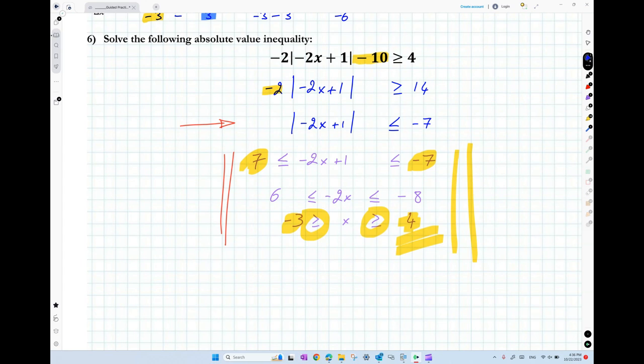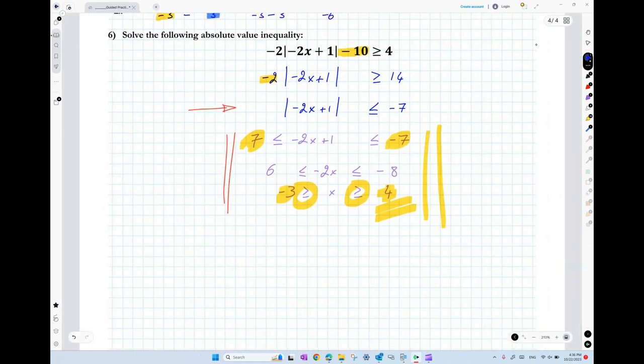Then the only conclusion would be that therefore there is no solution. In other words, X belongs to the empty set. You can write it like this, or you could just say no solution. You do not need to have both, just pick one of those two possibilities.